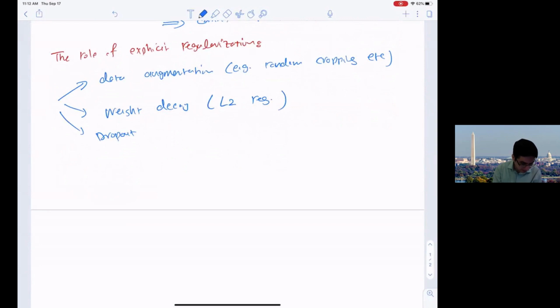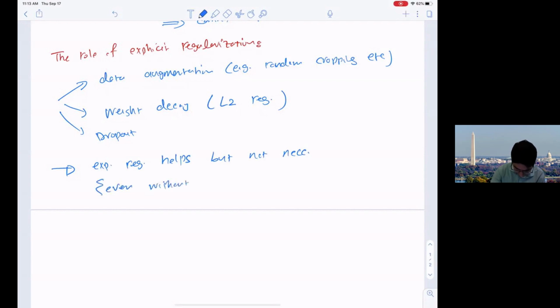They tried these explicit regularizations, and obviously they observed that adding them helps generalization. The generalization improves because you are restricting your search space, but even without them, the model still generalizes well. So although adding explicit regularization is helpful to reduce the gap between your training and test loss, it is not necessary. Just to summarize, explicit regularization helps, but is not necessary. Even without them, they have shown that models have pretty good generalization.